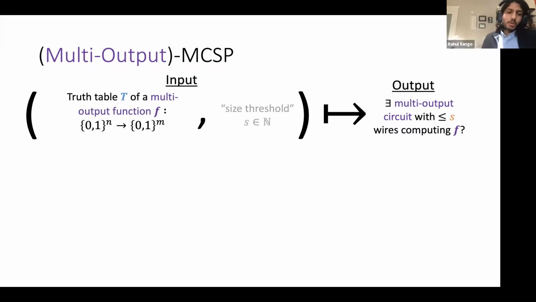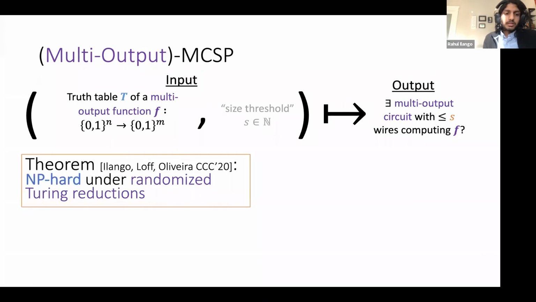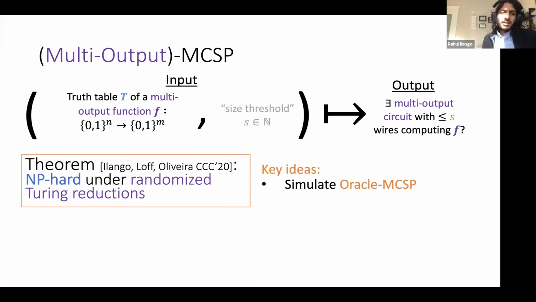And the output is like, can you come up with a multi-output circuit that computes this function with size at most S? And so we were actually able to show that this problem is also NP hard using randomized reductions. Again, I don't have too much time to talk about the techniques, but this result was proved by building off of the previous result for Oracle MCSP. And again, the takeaway from this result was, okay, here's another proof of concept that randomness is useful for maybe a problem that looks closer to the original MCSP problem.